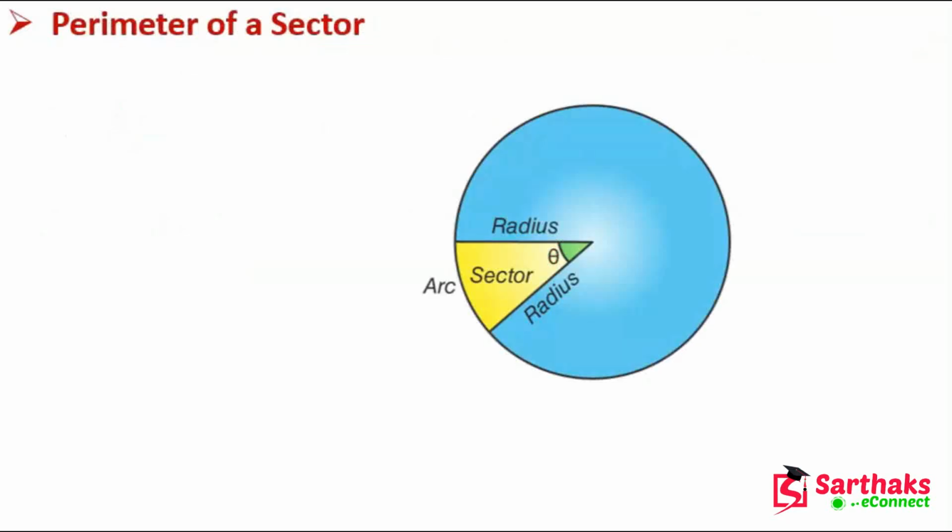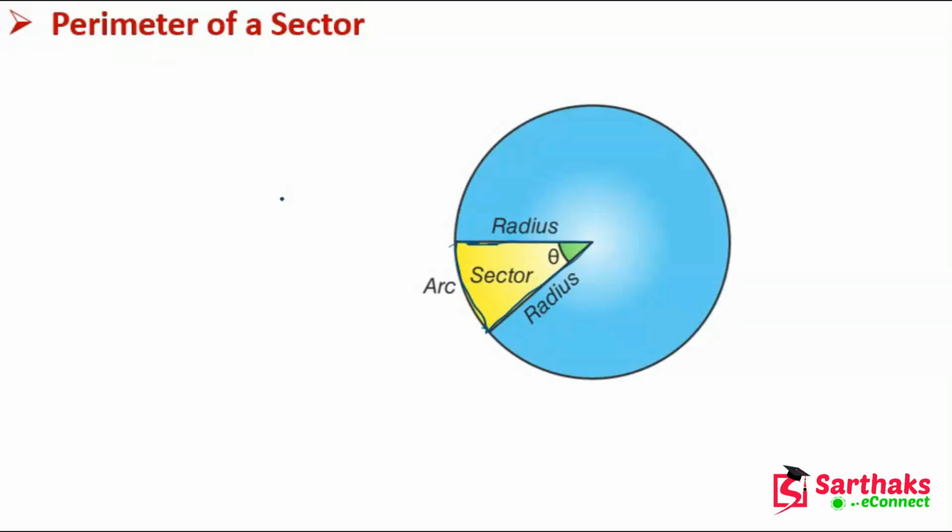Yes, perimeter of a sector. Now in this we have to find the perimeter of a sector. So the perimeter of a sector is the length of the two radii along with the arc that makes the sector. Means the length of these two radii and this length. So this is the perimeter of the sector.